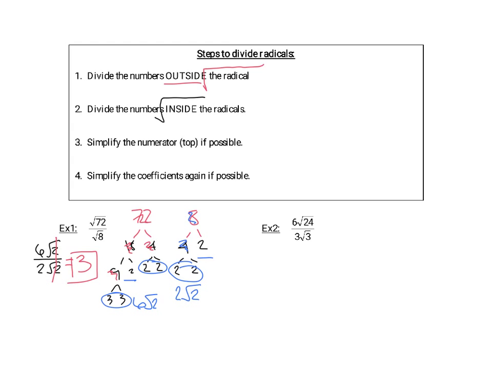Moving on to the next one. So we got 6 square root of 24 divided by 3 square root of 3. First thing we're going to do is work with those outside numbers. 6 divided by 3 does reduce to 2 over 1. So I'm going to bring back the square root of 24 at the top and the square root of 3 in the denominator.